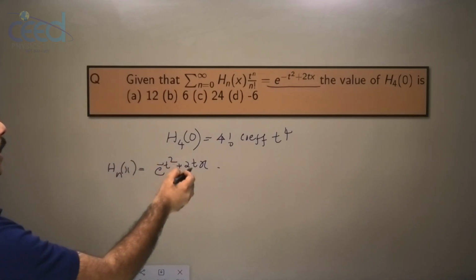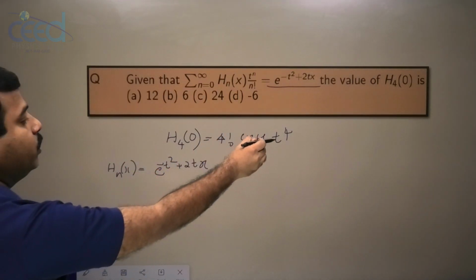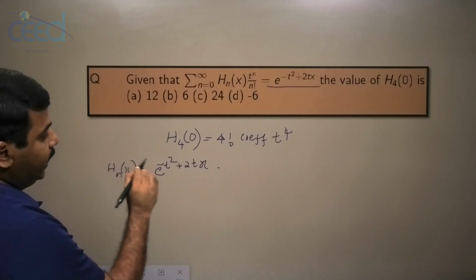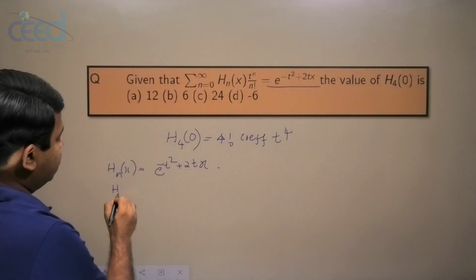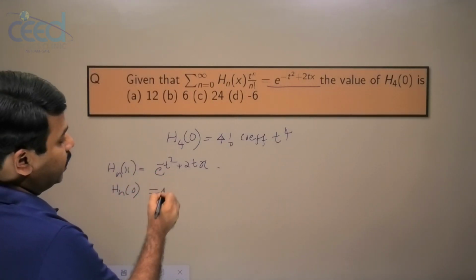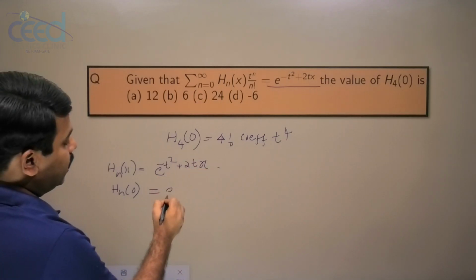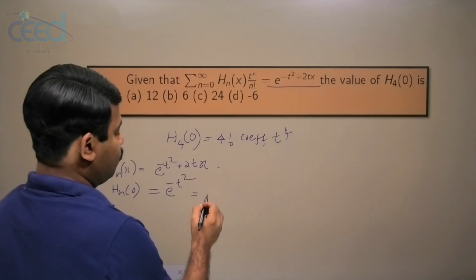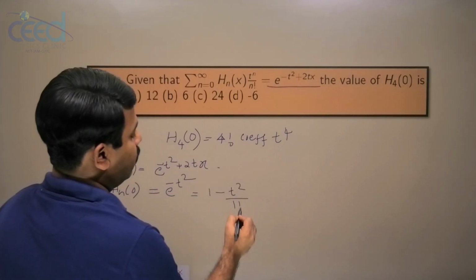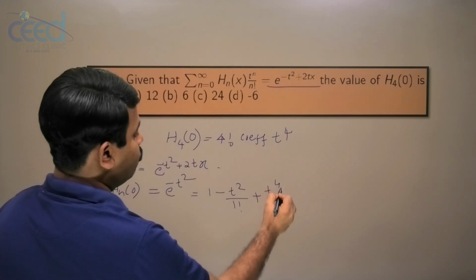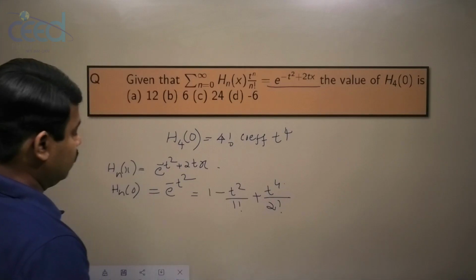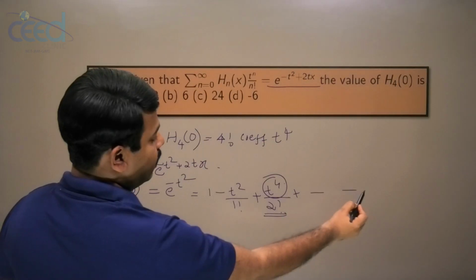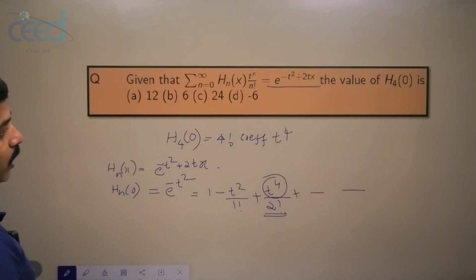Now, in this expression, we have to find the coefficient of t raised to 4. So, for h_n(0), the generating function changes to x equal to 0. That means e raised to minus t squared. What is the expansion of e raised to minus t squared? 1 minus t squared by 1 factorial plus t raised to 4 divided by 2 factorial, plus etc. The coefficient of t raised to 4 is 1 by 2 factorial.